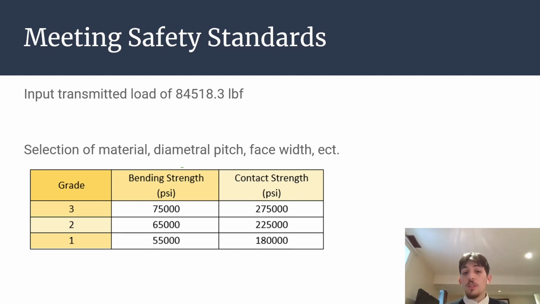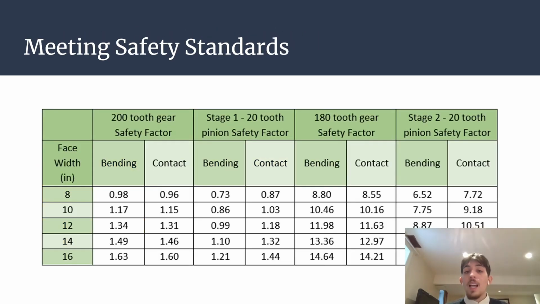In doing so, we also want to choose the strongest materials possible in order to ensure that the strength of the part is greater than the stress. As you can see here, this was part of our design process in the gear selection, and we chose the strongest material possible. We found that with the strongest material and a diametral pitch of 2 inches, we would need a face width of 16 inches in order for the first stage 20-tooth pinion to withstand the stresses that it's subjected to.